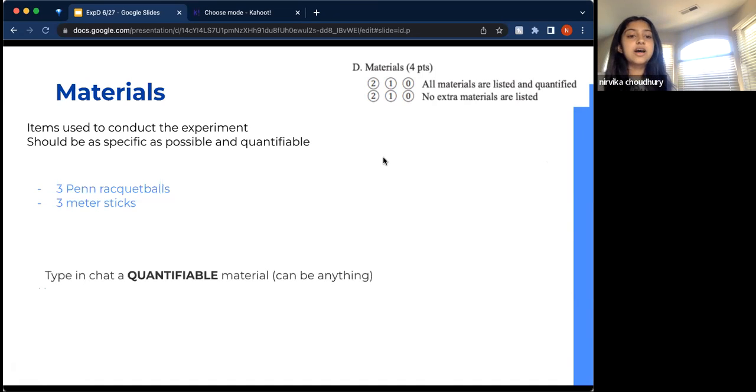So how about you type in chat a quantifiable material? It can be anything, but make sure it is quantifiable. A cat won't be quantifiable. We want a number, it has to have a value. A steak would work, but it needs to have an actual number in front of it. Otherwise, it won't be quantifiable. Yeah, 4 rubber bands, 5 ping pong balls, 1 dog. Yep, that's basically it. You make sure it's quantifiable. Even if it's a ruler, we need to say how many rulers. Just quantify everything for materials.